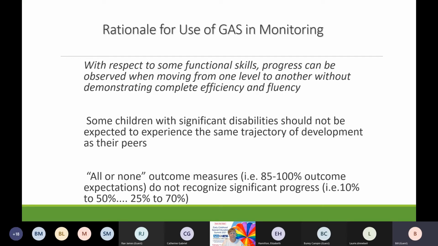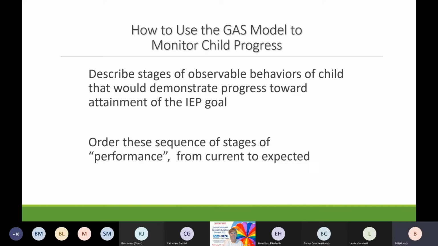If you have kids that are at 10 or 15 or 20%, it may not be reasonable, based on, once again, their skills and their opportunities, to expect they'll move to 85 to 100%. But if they move to 65% from 25%, that's a significant improvement. We don't want to not recognize that. So goal attainment scaling gives us that possibility. Next slide, Lori.